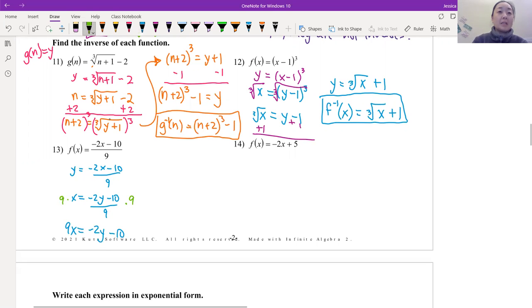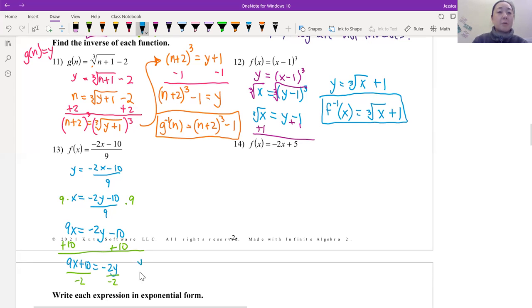I've got to get rid of that 10. Got to get rid of add and subtract first, right? We couldn't do that here because we had this whole big divide thing going on. Now that it's just back to one line, this is going to be 9x plus 10 is equal to negative 2y. And how do we get rid of that negative 2? Divide by negative 2.